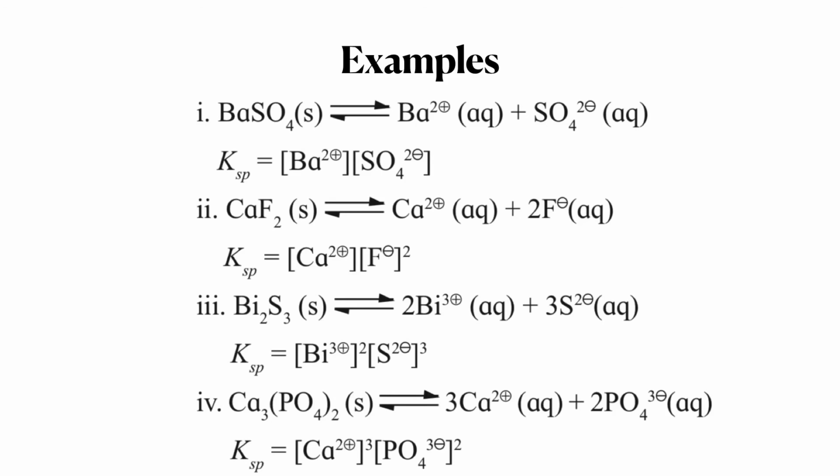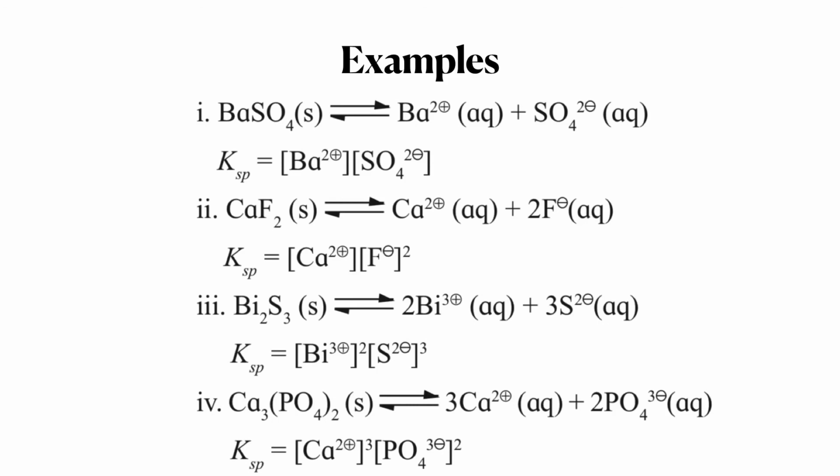Similarly, second one, for calcium fluoride, it will dissociate into what? Ca2 plus and 2F minus, since there are 2 atoms of fluorine in calcium fluoride. Now I'll apply Ksp value. So it will be what? Ksp will be equal to the concentration of Ca2 plus into the concentration of F minus raised to 2. Why 2? Because the stoichiometric coefficient of F minus is 2 in the balanced equation.